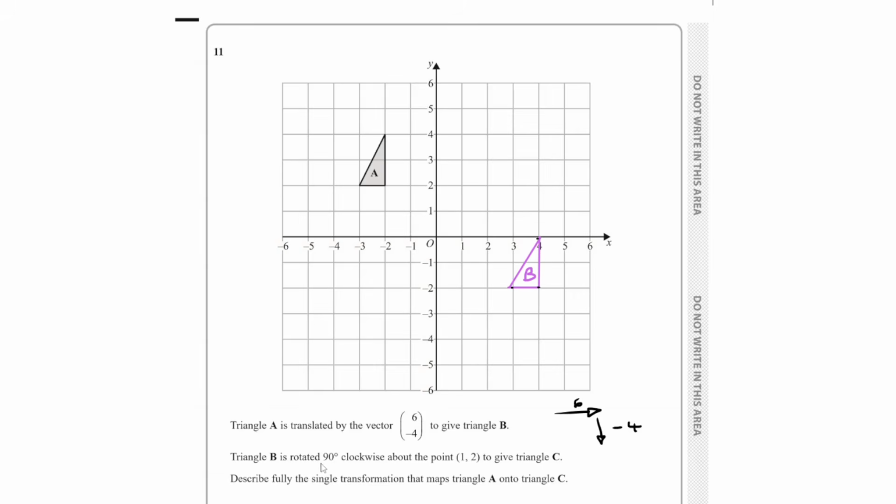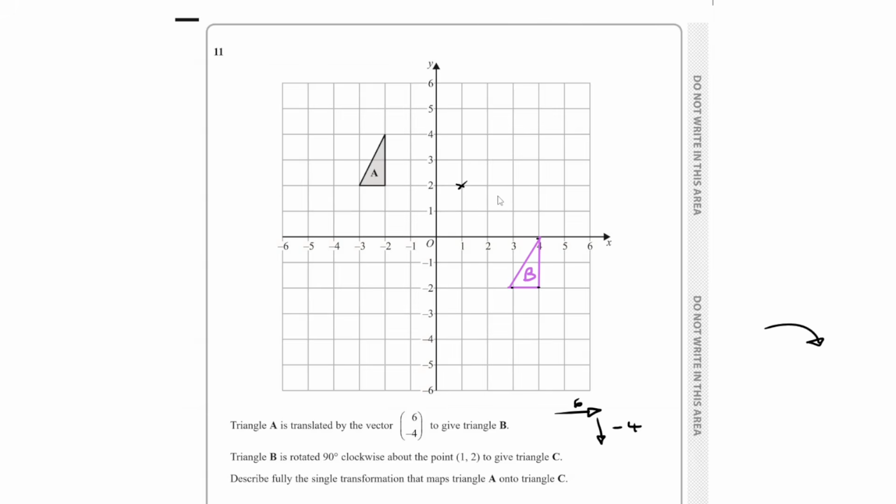So this one is then rotated 90 degrees clockwise, which is this direction, clockwise about the point 1, 2. So 1, 2, make sure you plot that one correctly as well. 1, 2 is here to give triangle C. Now I would recommend using your tracing paper. I don't have digital tracing paper, so I'm just going to figure it out myself. But I would use tracing paper. Stick your pen or your compass or whatever on this point and obviously trace around the triangle. So it's going 90 degrees effectively to the right.